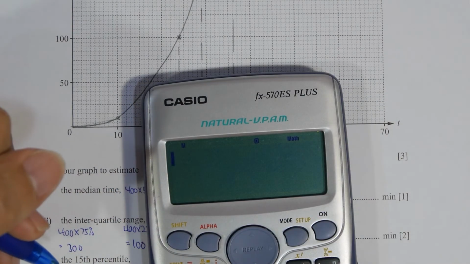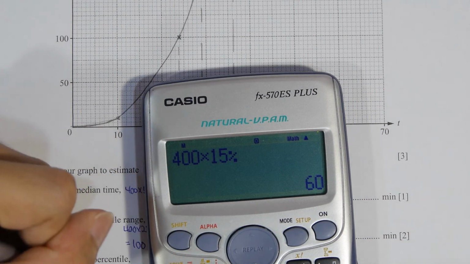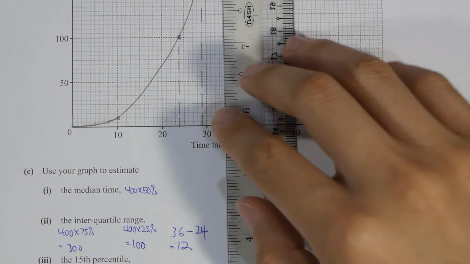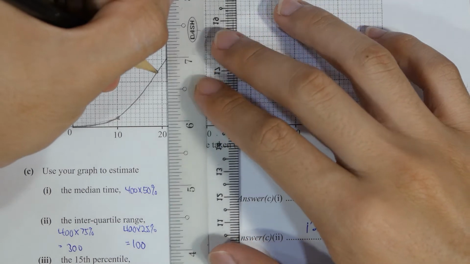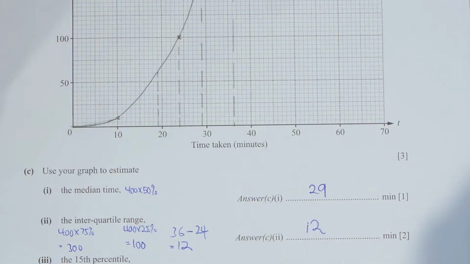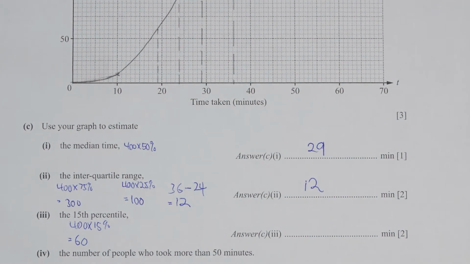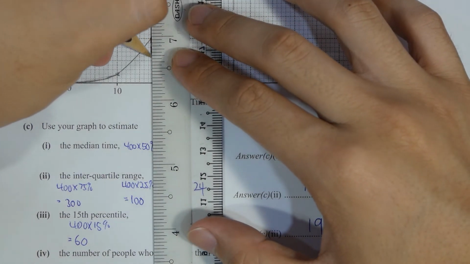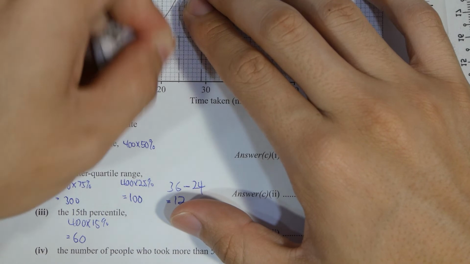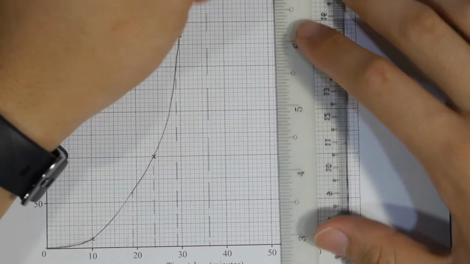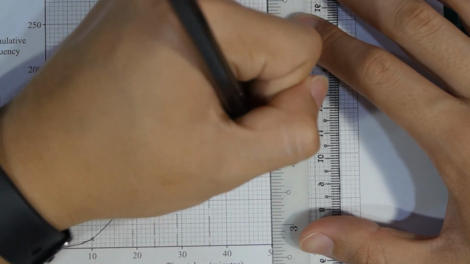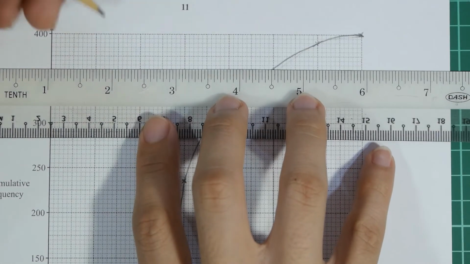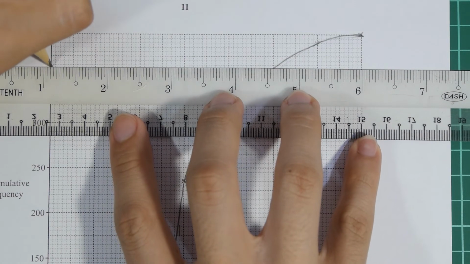Find the 15th percentile. Simply take 400 times 15% equals to 60. Then from 60 we draw it down and get 19 minutes. So part 4, the number of people who took more than 50 minutes to complete. From 50 minutes we draw it up, then we identify it as 364. Hence the number of people who took more than 50 will be 400 minus 364. The result will be 36 people.